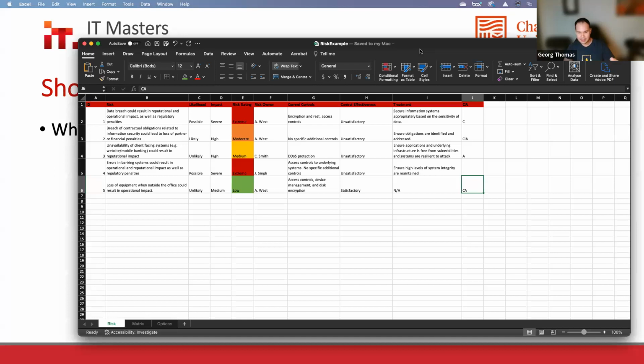I typically, as I think many risk professionals will do, take a very high level approach to identifying risk. Otherwise, your risk register will become huge if you start to go very, very granular. It's fair to say that the 1, 2, 3, 4, 5 up here is in no particular order, and I'll get into that in a second. But 1 is the one that came to mind first, which was around data breaches. Data breaches could result in reputational and operational impact, as well as regulatory penalties.